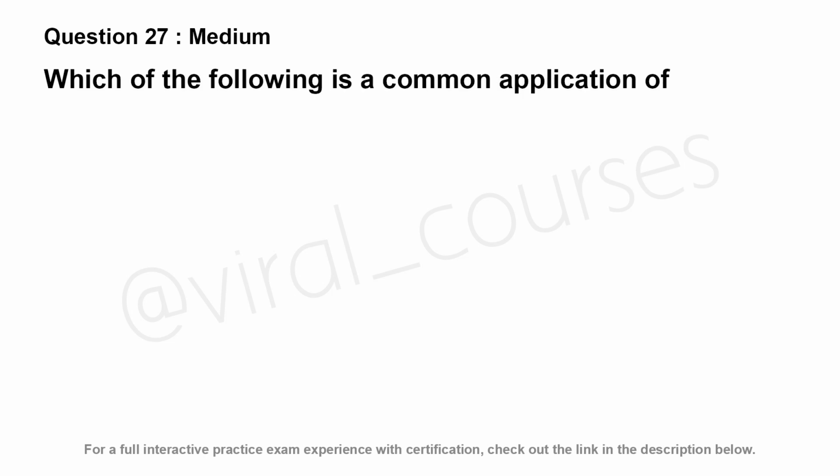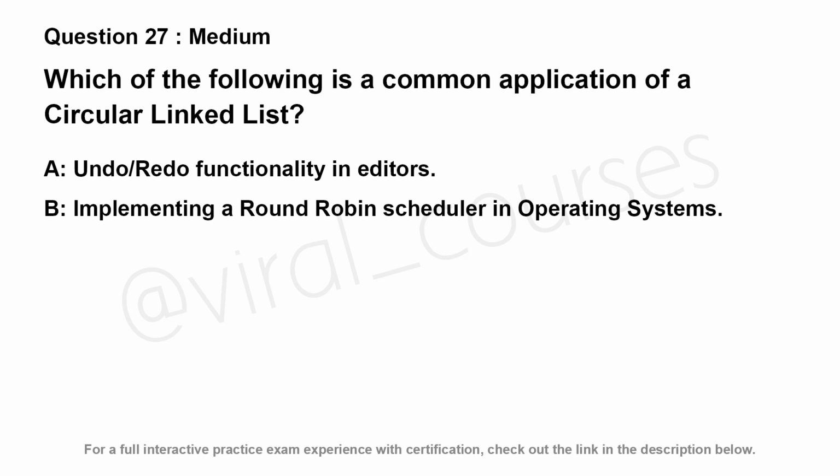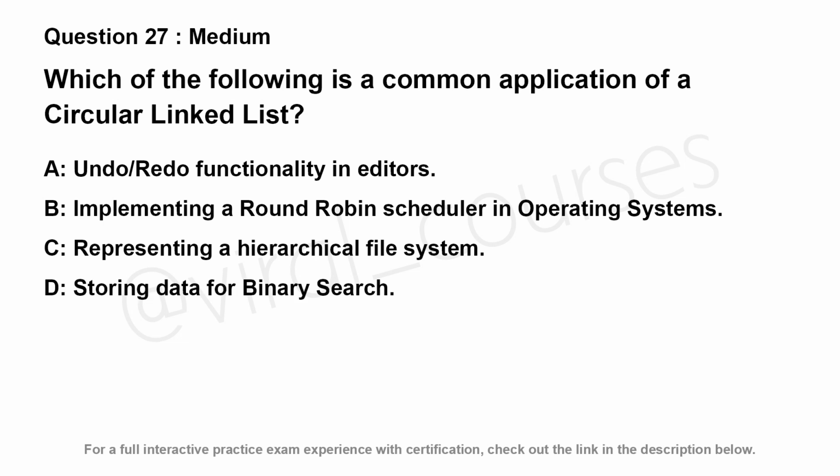Which of the following is a common application of a circular linked list? Option A. Undo, redo functionality in editors. Option B. Implementing a round-robin scheduler in operating systems. Option C. Representing a hierarchical file system. Option D. Storing data for binary search.